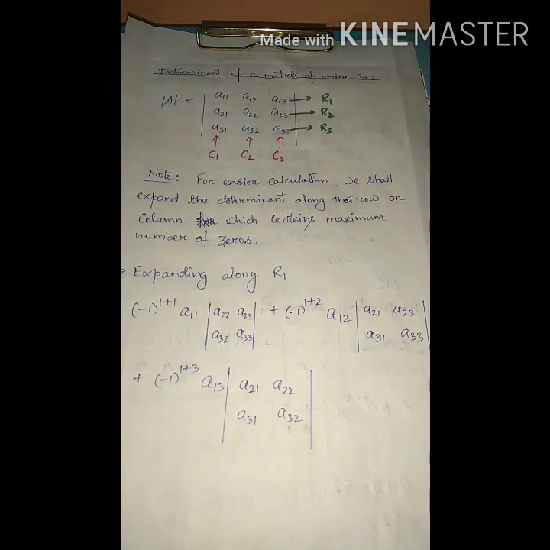Is it clear? Okay. After writing this one, now if you see here, this A11 lies on first row, first column. So which one is the first row? This one is the first row.